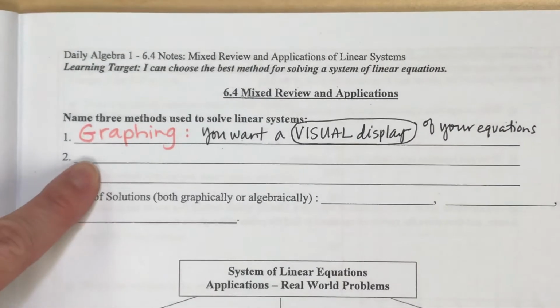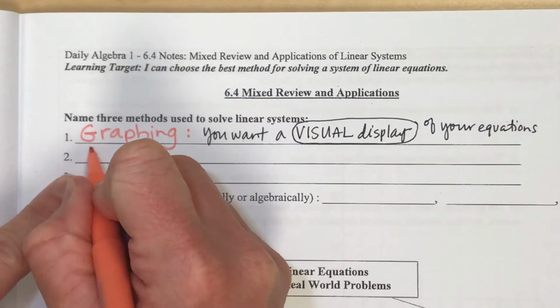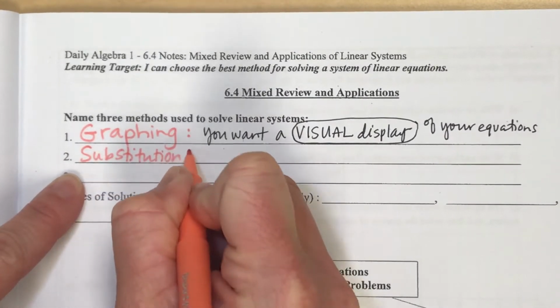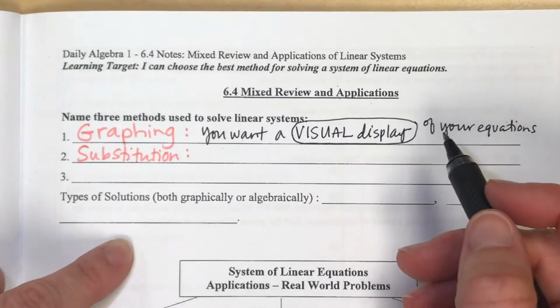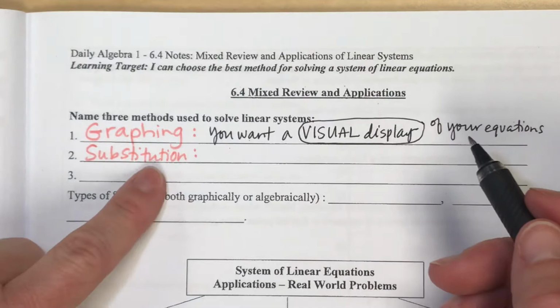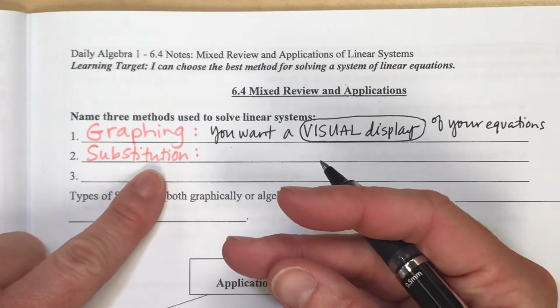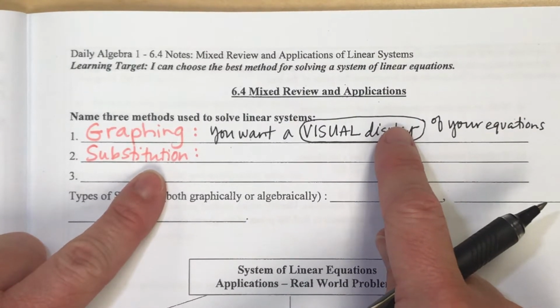So then this leads me to my second type of solution set. So it's substitution. This was the second type of solving that I used for solving a system of equations. And normally when I use substitution, it's when I'm looking at the two functions and I don't need or want a visual display. I just need to do a little algebra work.